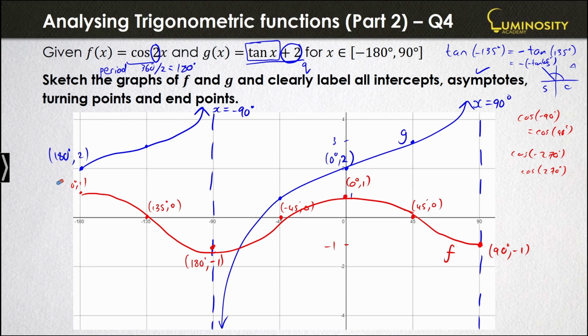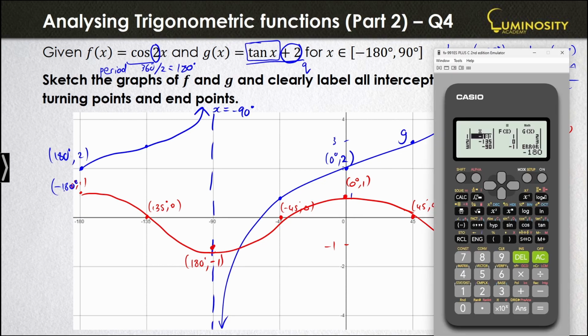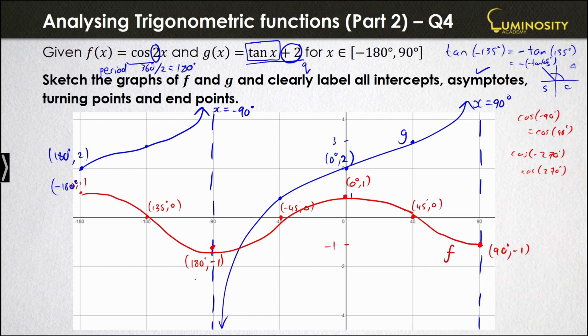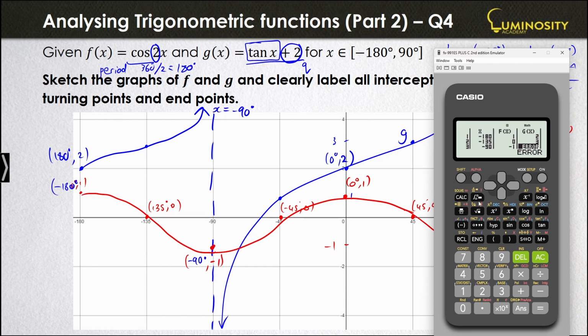Okay, so let's just fix that over there. Negative 180 degrees. Okay, so negative 180 degrees, it's 1, and then for the g of x, it's 2. So we've got those endpoints right. At negative 135, the red graph is 0, and the blue graph is 3, which we've got right. At negative 90, the red graph is negative 1, so I should put negative 90 there. So let's just fix these points up here, make sure we've got them all right. Okay, negative 90 degrees, then that is negative 1, and then you see it's error for g of x, which makes sense. That is the asymptote.